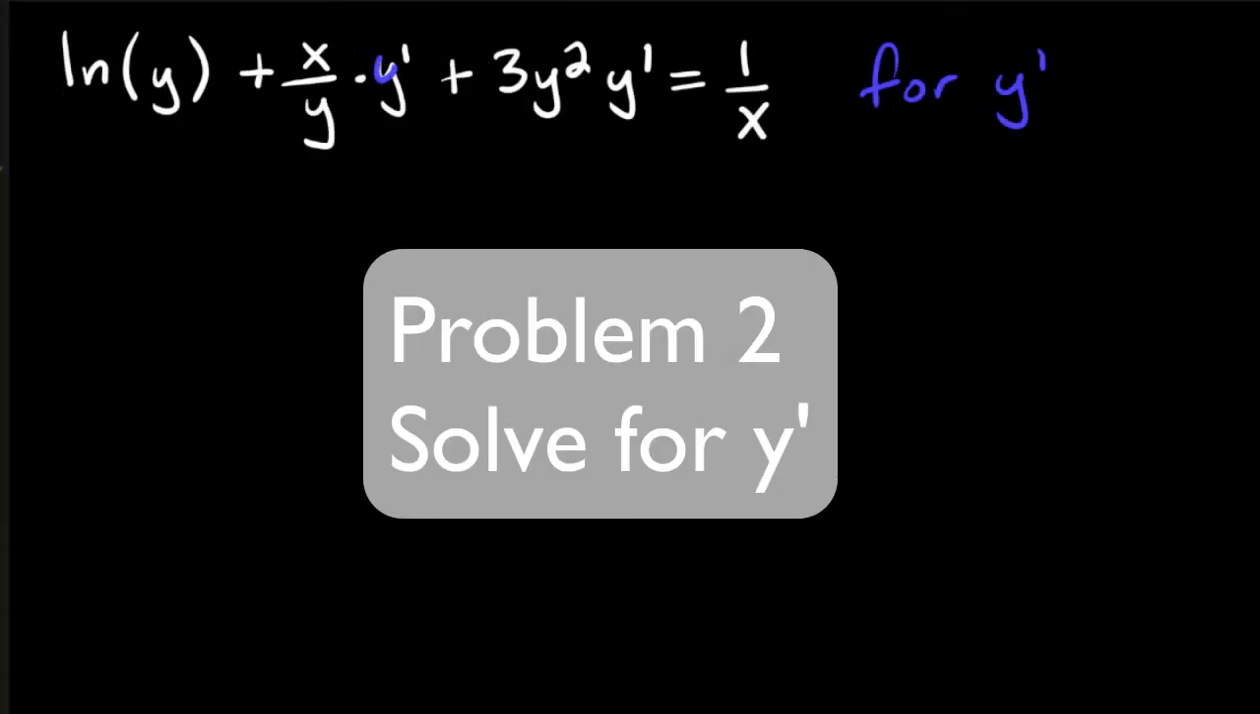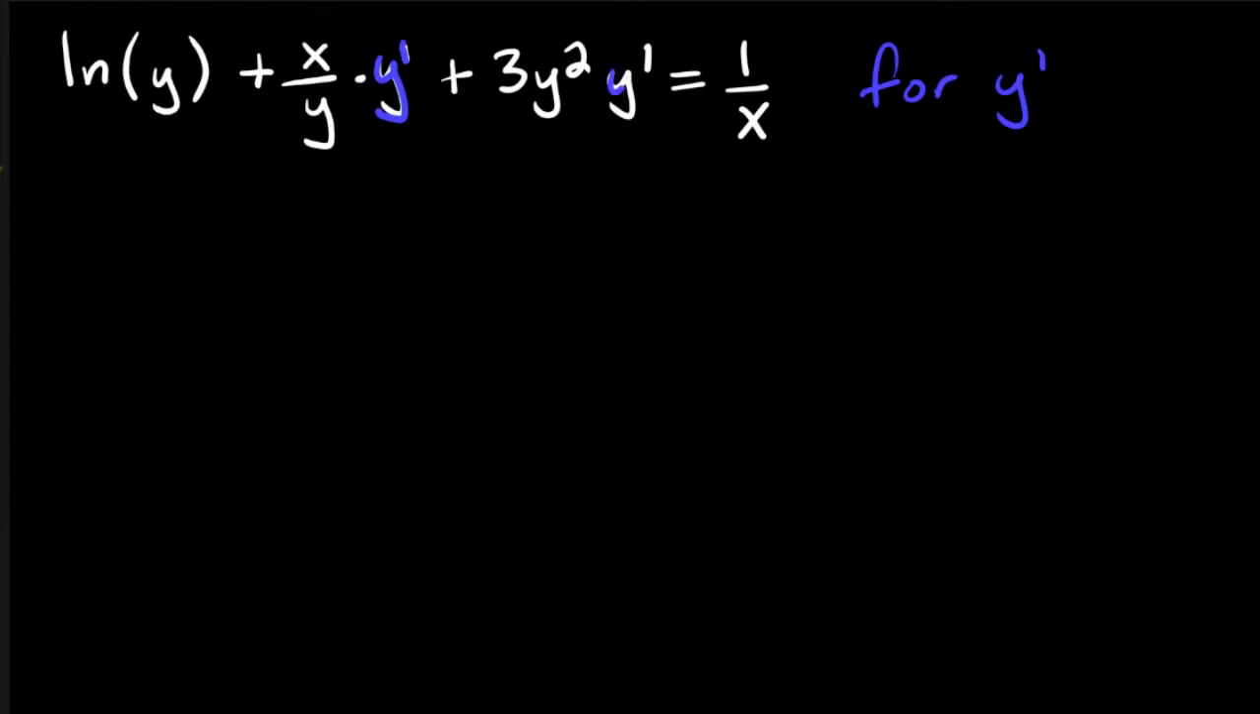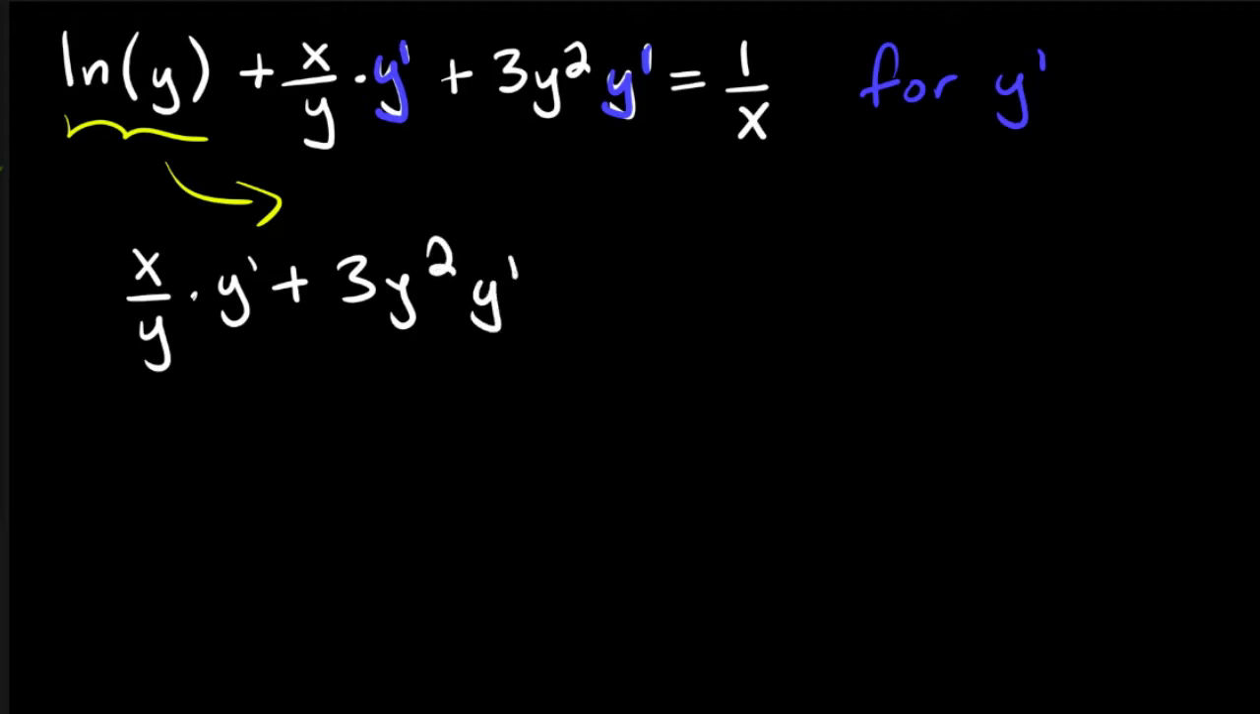Okay, so I want to solve for y prime. Notice I've got y prime right there on the left, another one on the right. Two on the left. I don't know what I was thinking. Okay, so what I want to do first is every term that doesn't have a y prime is going to get moved to the other side. And so then what I'm going to have is x over y times y prime plus 3y squared y prime is equal to 1 over x and then minus natural log of y from moving this guy over.